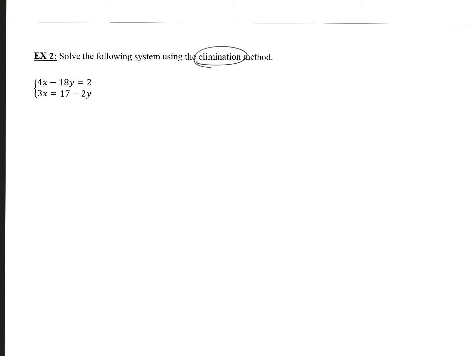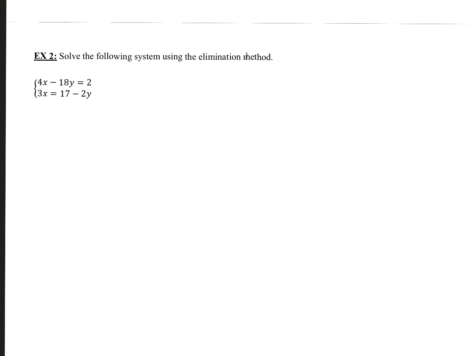If I don't state a method, you can use any method you want, either graphing, substitution, or elimination. However, if a method is stated, you need to use that method to solve. If you use a different method to solve, you will not receive all of the points, so please be careful, read the directions.